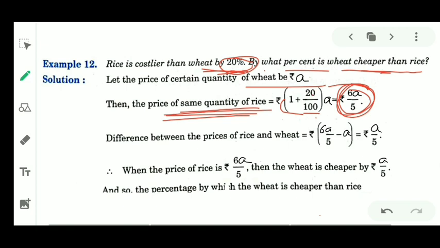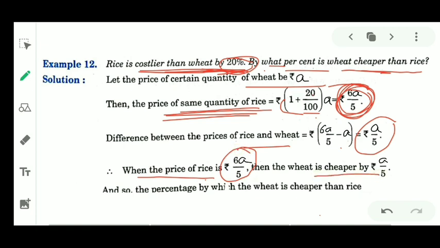Now the difference between the price of rice and wheat equals 6A by 5 minus A, because rice is costlier than wheat, so we have to subtract the wheat from rice. So 6A by 5 minus A equals A by 5, because 6A minus 5A is A, and the denominator is the same, 5. When the price of rice is 6A by 5, then the wheat is cheaper by A by 5, obviously.